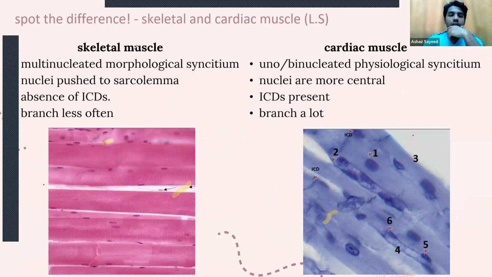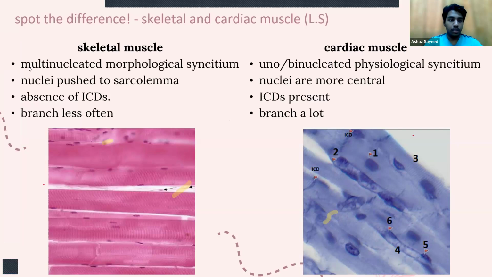So first, I have this thing called spot the difference. I created this so that you can differentiate between skeletal muscle and cardiac muscle easily. It has alternating points which you can use to differentiate them.